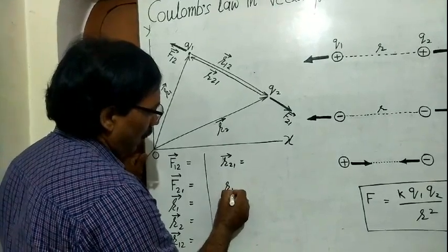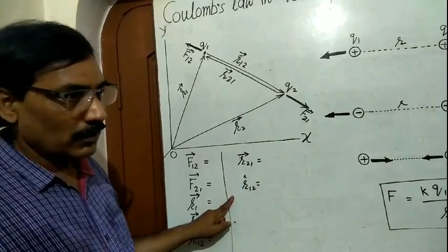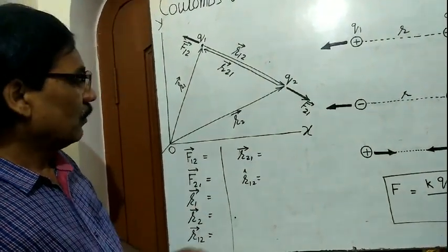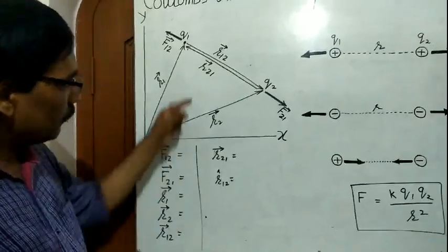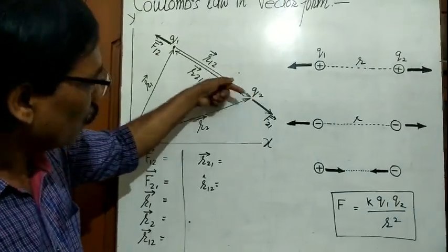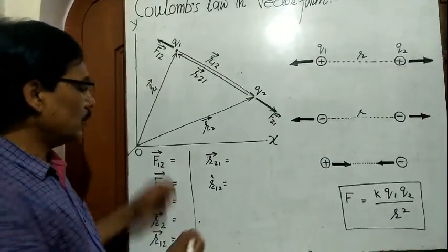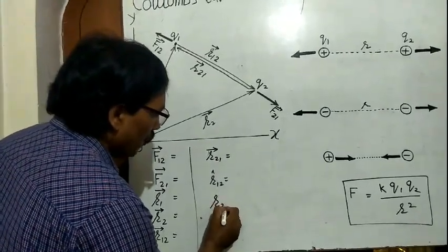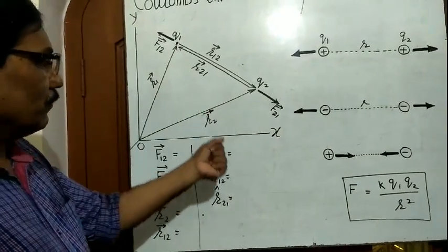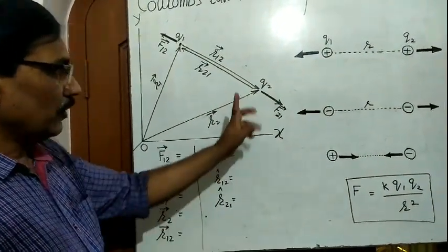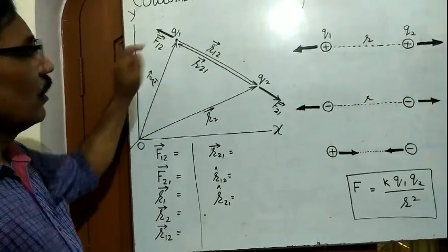And R12 cap. It is the unit displacement vector from q1 to q2. Q1 to q2 means in the direction of force F21. And R21 cap is the unit displacement vector in the direction q2 to q1. That is in the direction of force F12.